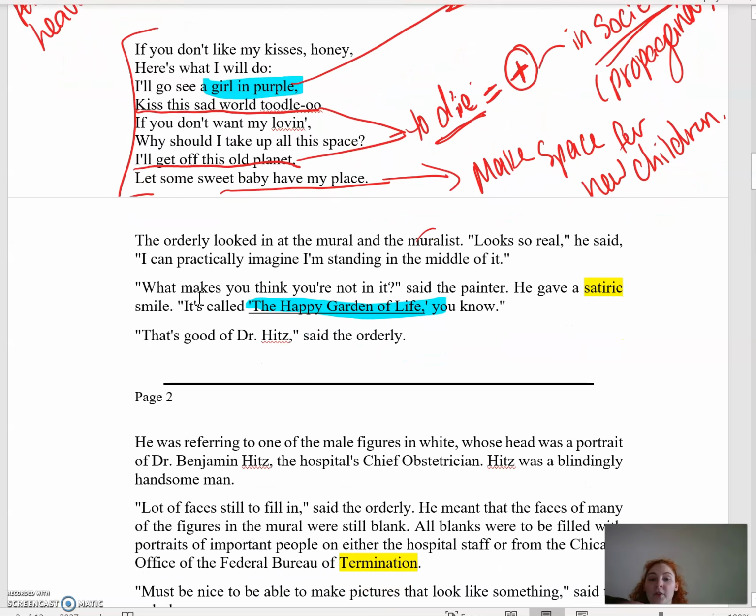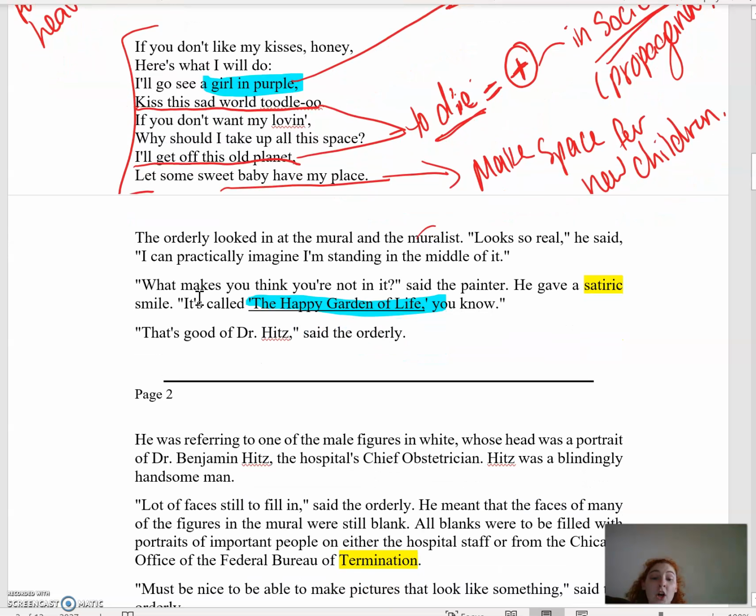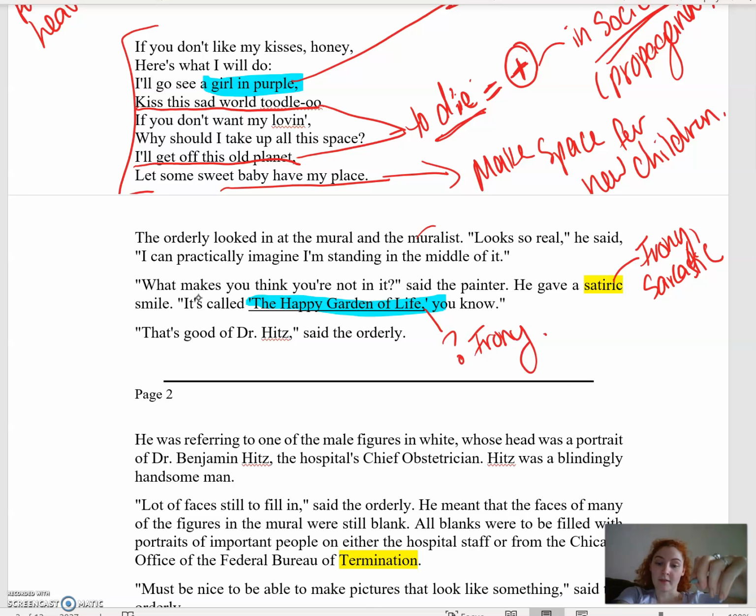And the title of this mural, we learn, is The Happy Garden of Life. So the painter is having sort of an ironic or a sarcastic attitude about his painting. So we might start to assume that there is something ironic about the mural and about the deeper meaning of that mural.